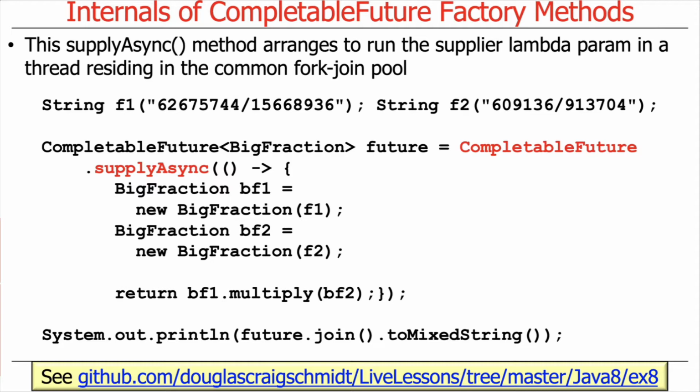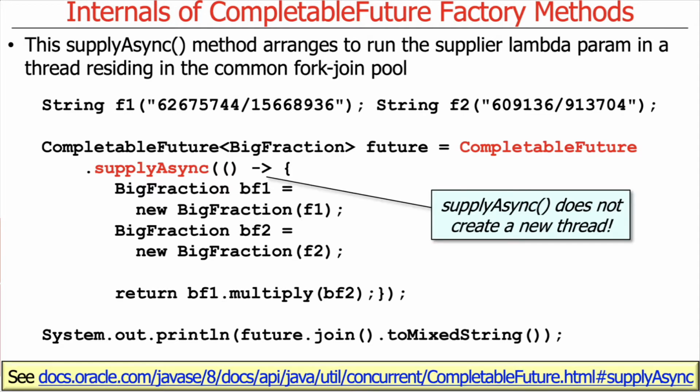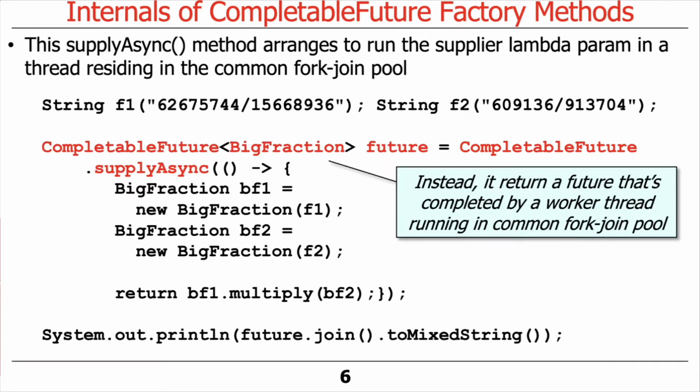it's going to arrange to run the supplier lambda, this thing here, in a thread that resides in the common fork join pool. So that's the starting point for this discussion. supplyAsync does not create a new thread. Typically, the thread pool will be created in a different way. Instead, what happens is a future is returned that ultimately will be completed by a worker thread that's running in the common fork join pool.